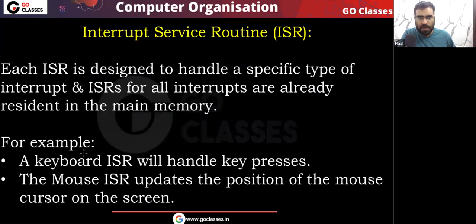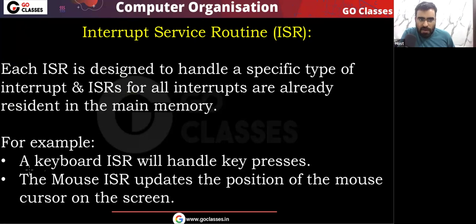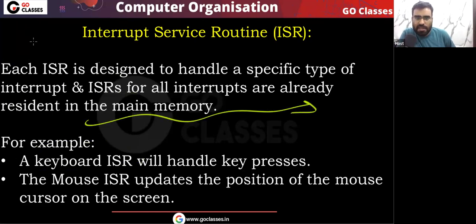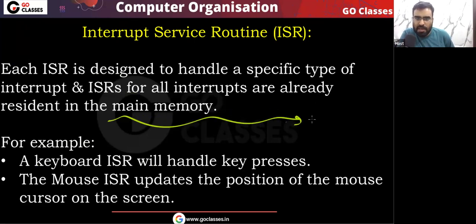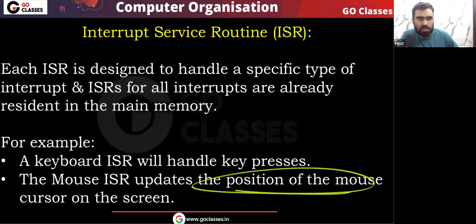Very simple. Each ISR is designed to handle a specific type of interrupt. I told you that for different interrupts, we have different ISRs, and all these ISRs for all types of interrupts are already resident in the main memory. For example, when the keyboard sends an interrupt signal, the CPU will execute the keyboard ISR. Yes or no? The keyboard ISR will handle the key press. The mouse ISR will update the position of the mouse on the screen.